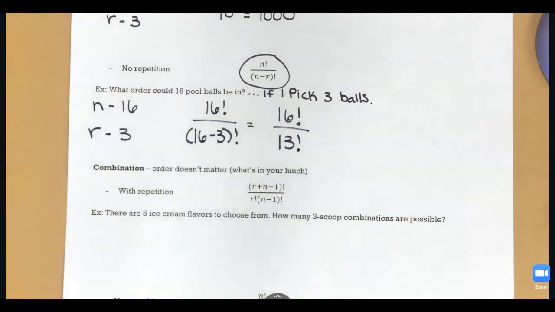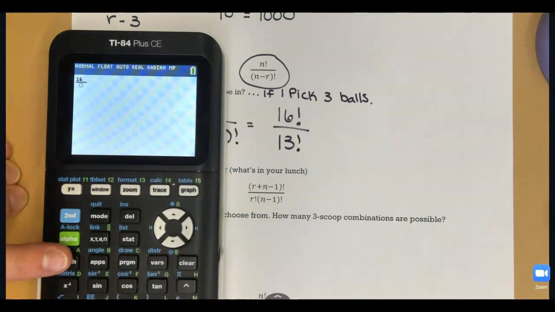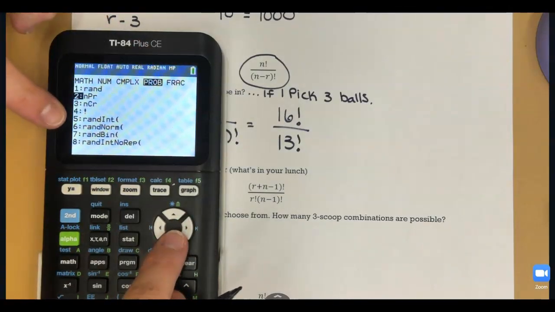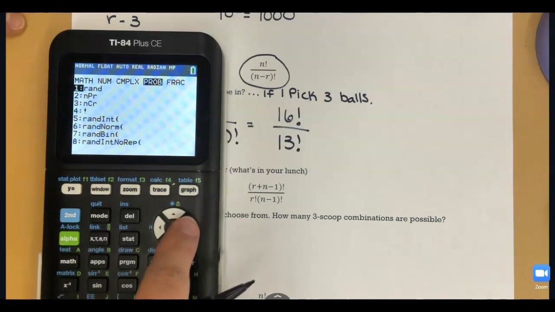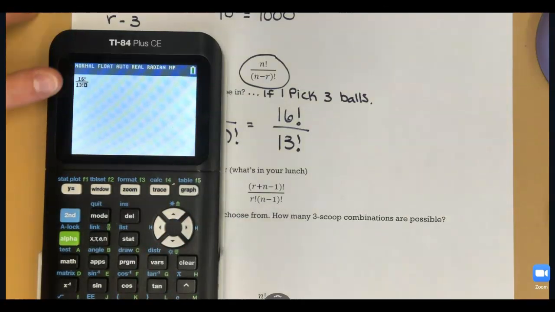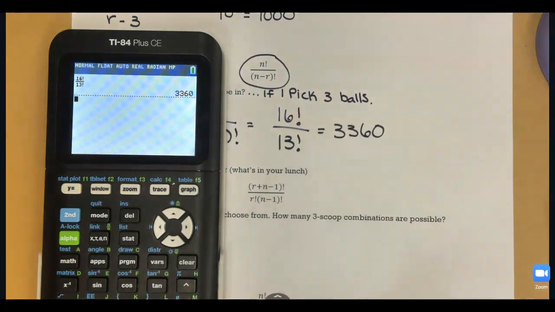So 16 factorial over 13 factorial. This is where I get my calculator now. I am going to put 16 factorial, which you get the factorial button by hitting math, going over to the probability menu, and then down to option 4. There's your factorial button. I'm going to do the same thing again, and then you need to put the number you're taking the factorial of before you bring in the exclamation point. And there are 3,360 different possible orders.